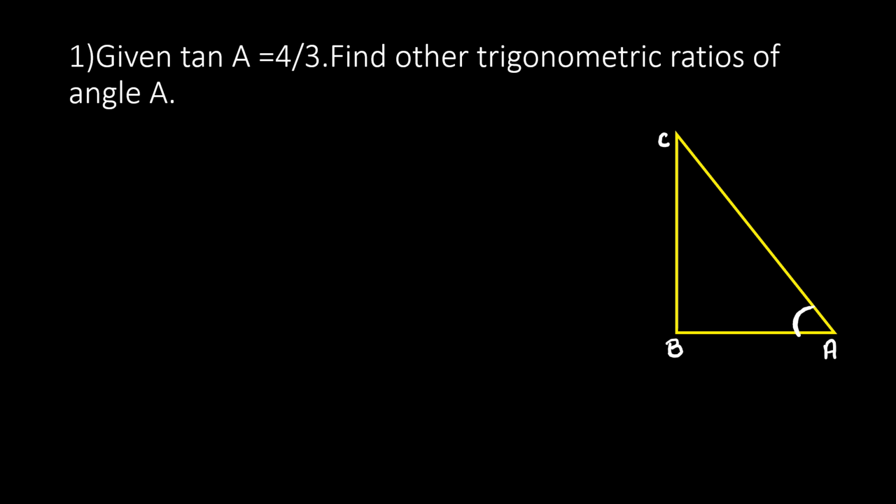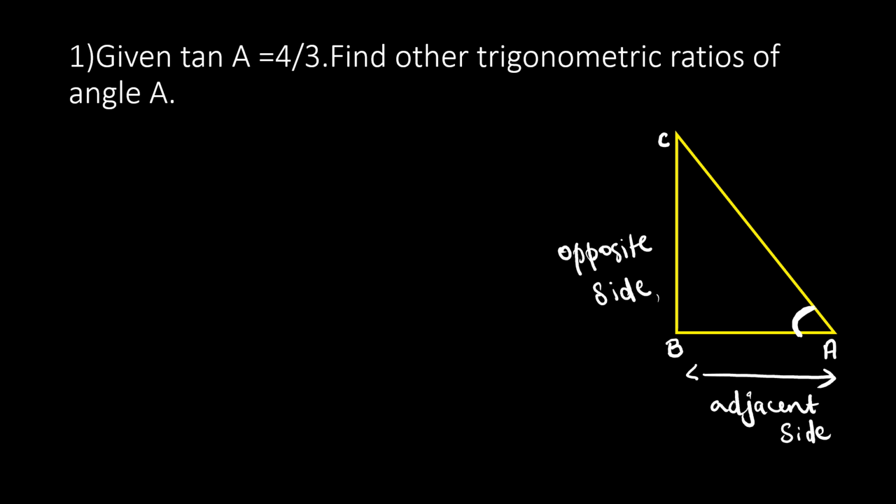In the given triangle ABC, which is the adjacent side of A? Adjacent side of A is this side. This is the adjacent side. Now what is the opposite side of this angle A? Opposite side is this side, BC, the opposite side.